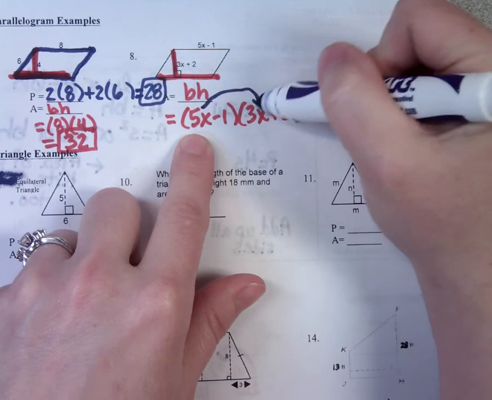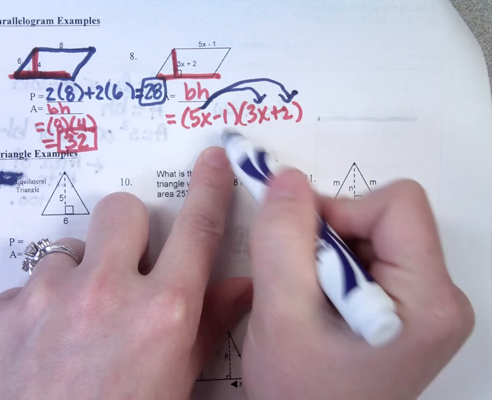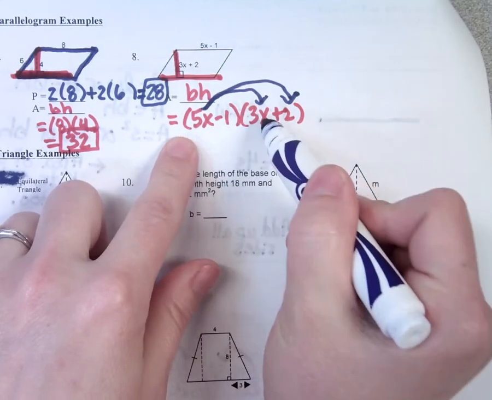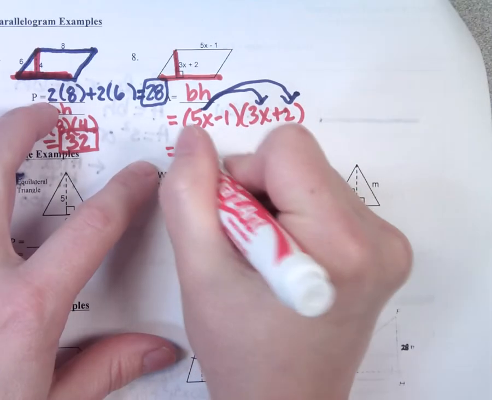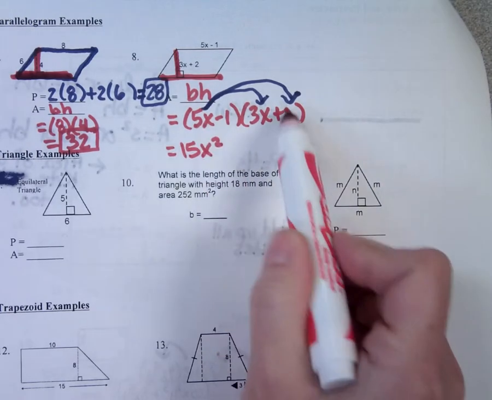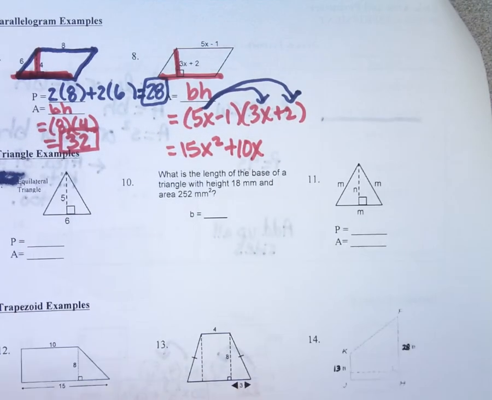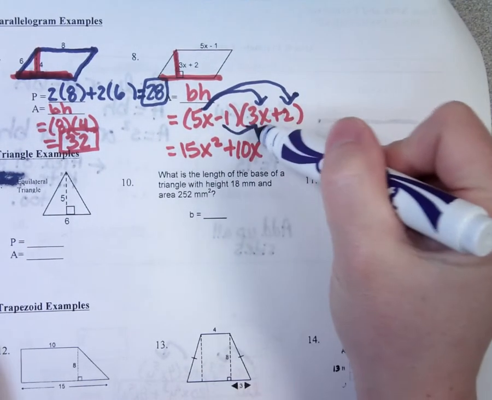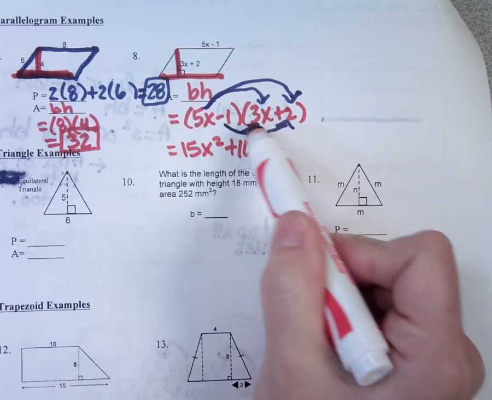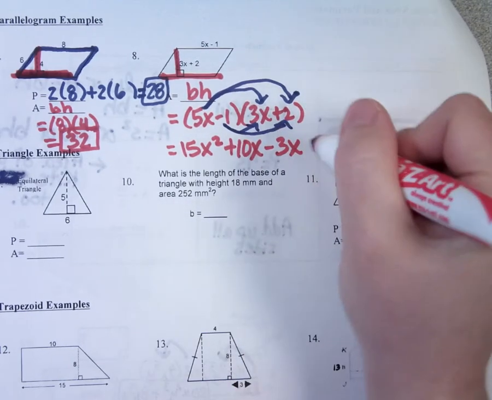So you're going to distribute the 5x with both things inside the second set of parentheses, and then you're going to distribute the negative 1 with both things inside the second set of parentheses, also known as FOIL. So how much is 5x times 3x? 15x squared. And then how about 5x times 2? 10x, and it's positive, so I'm going to go plus 10x. Okay, now I have to distribute the negative 1 with both things inside the second set of parentheses. So what's negative 1 times 3x? Negative 3x, good. And negative 1 times a positive 2?